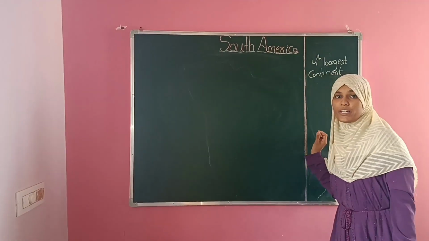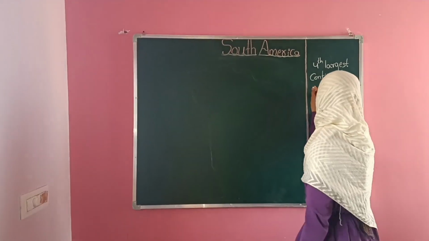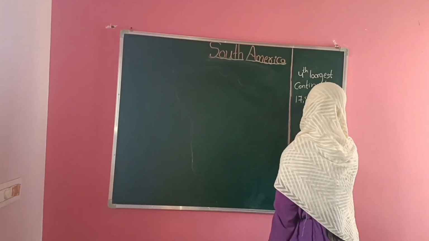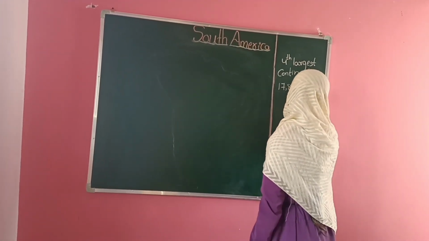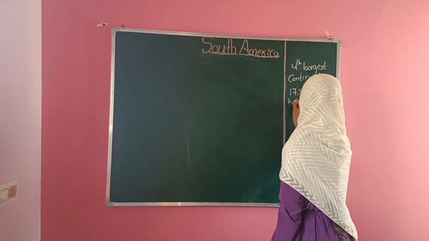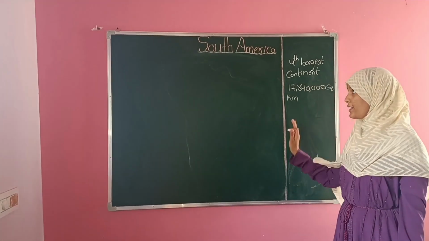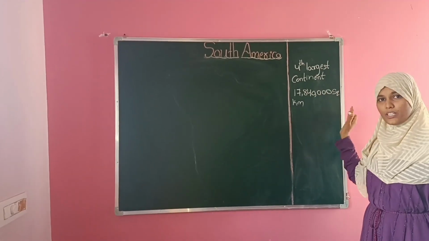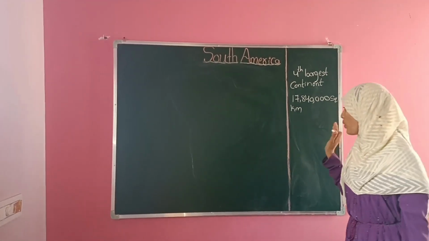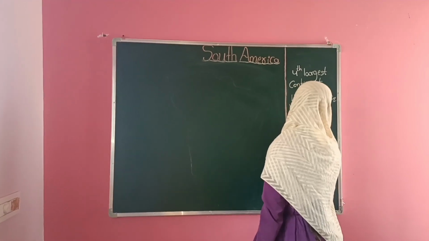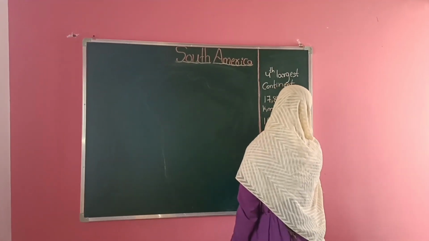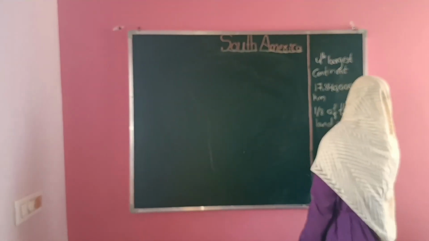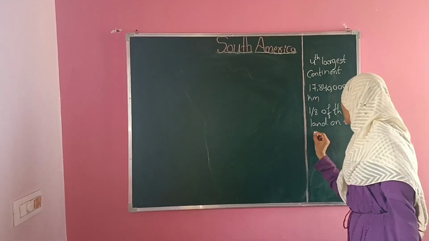The total geographical area of South America is 17,840 million square kilometers, and it covers 1/8 of the land on the earth.